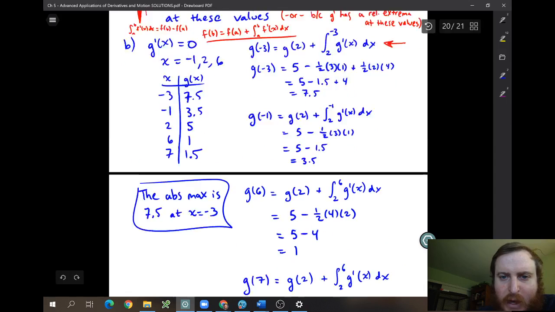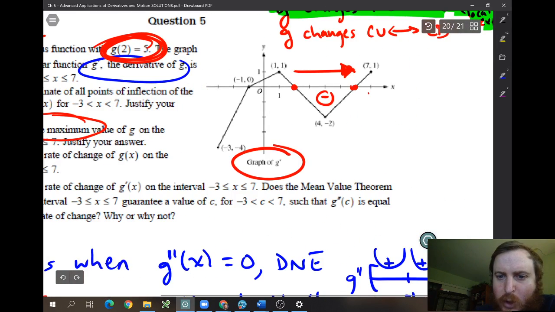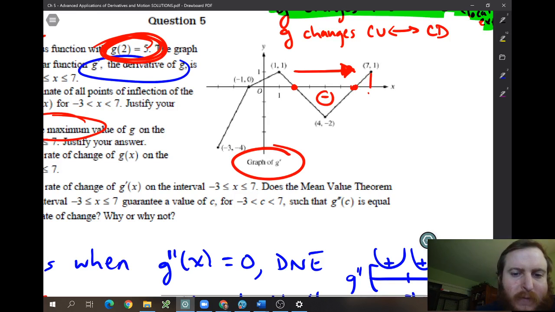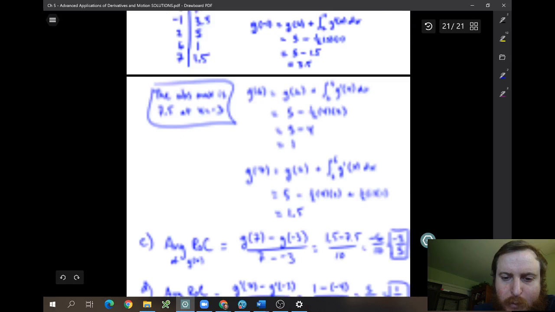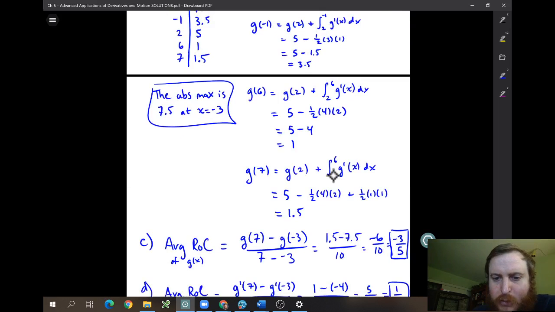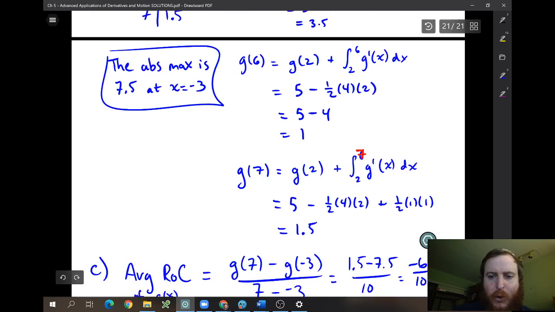And finally, g of 7. One way you could do this is to realize we're at 1 here, so it's 1 plus the area of this guy, which is 1/2, so it's 1.5. Or you could do the whole integral, which is what I showed. 5 minus, g of 2 plus the integral from 2 to, this should have been a 7. I have that as a 6, that should have been a 7. And so we get 1.5.